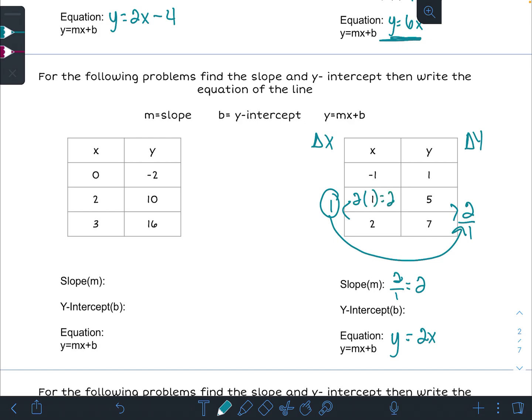So if I do 2 times 1, that gives me 2. I would have to add 3 to get my 5. If I do 2 times 2, that gives me 4. I would have to add 3 to get my 5. So I know that I'm adding 3 each time. My ordered pair would be 0, 3, with that 3 being your y-intercept that you would use in your equation.